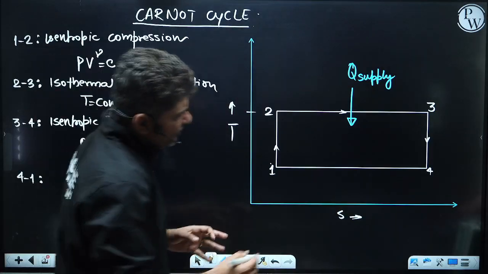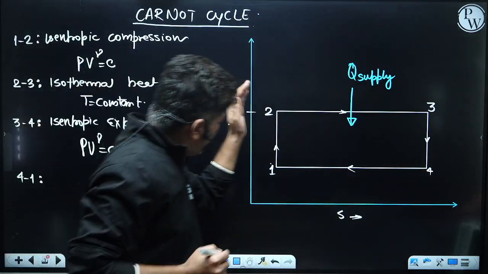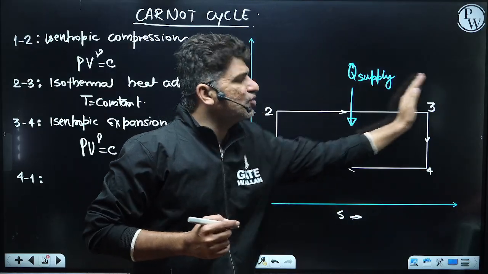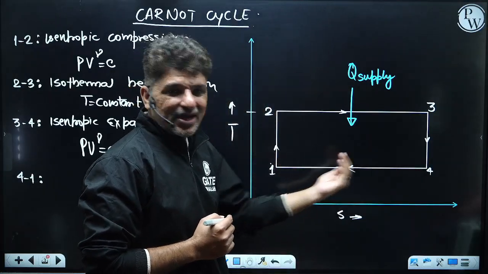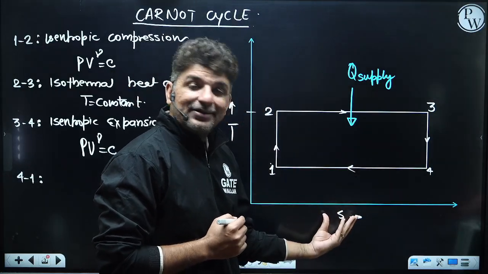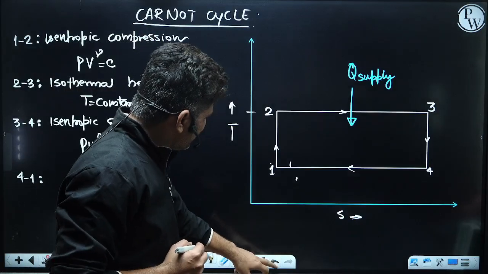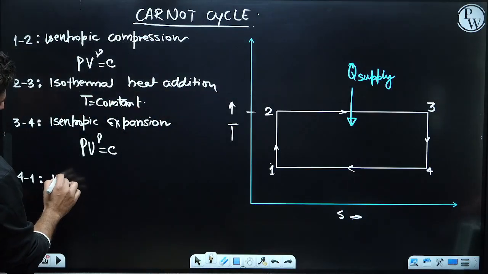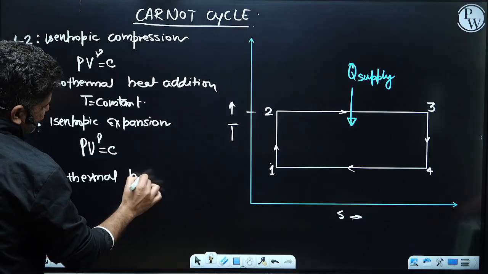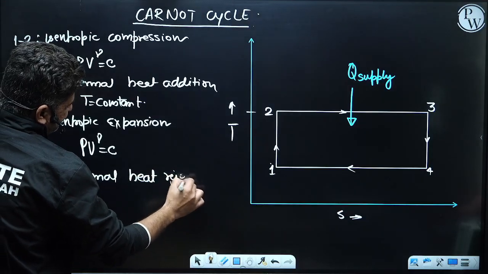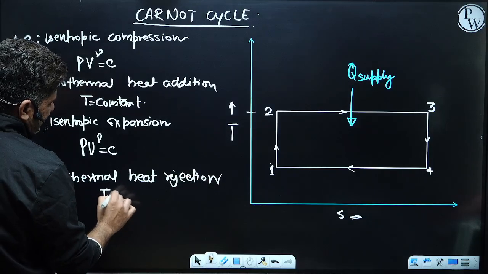Now tell me, when we are coming back from 4 to 1, what will happen? While you were going on the right hand side, this was an isothermal process and heat was getting added. If we reverse the process, that means we are coming this side. When the entropy is getting reduced, the temperature remains constant. This is called isothermal heat rejection. Is it clear? Again, this temperature is constant.